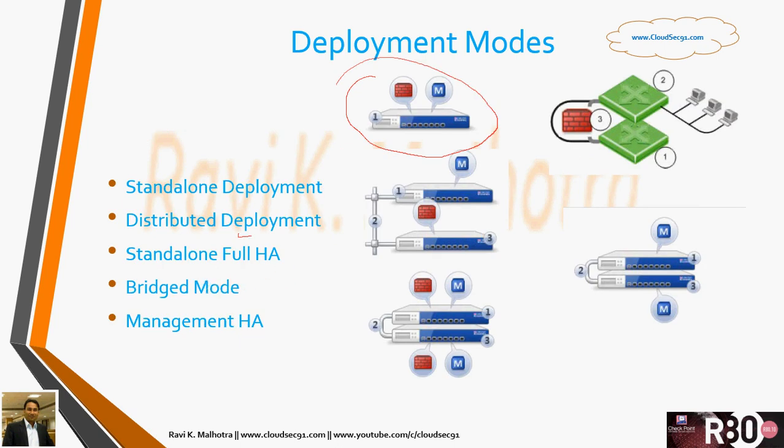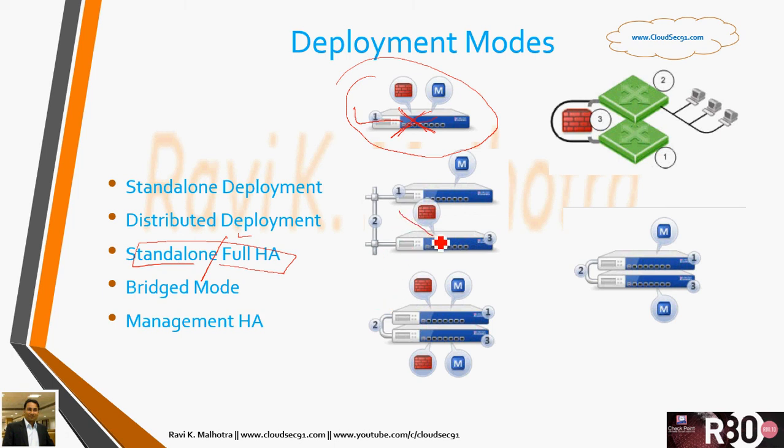So this was basically an example of distributed deployment. Standalone, full HA. So let's try to understand here. That's a standalone and then that's a full HA, okay? So this was just a standalone deployment and there is no HA. That means if this appliance is sick, or has any kind of hardware issues, then you are in big trouble. You will lose both the roles. Everything is down, let's say.